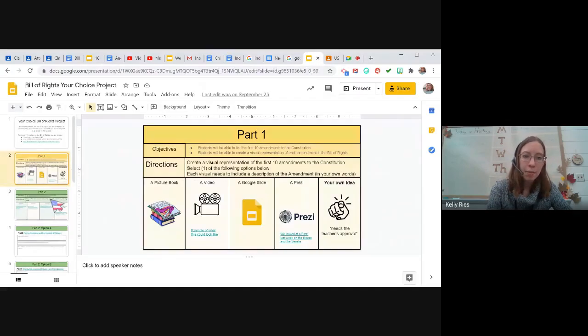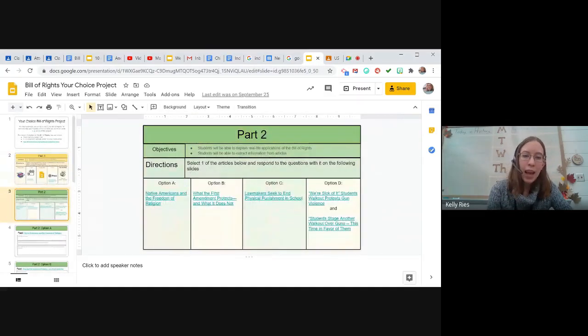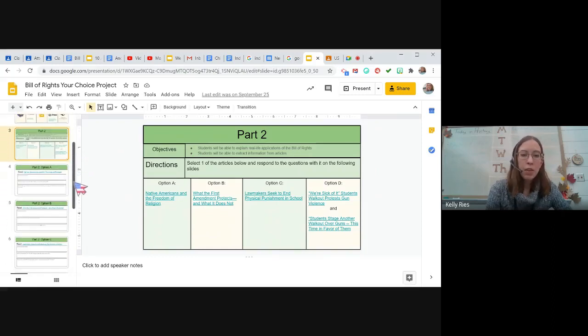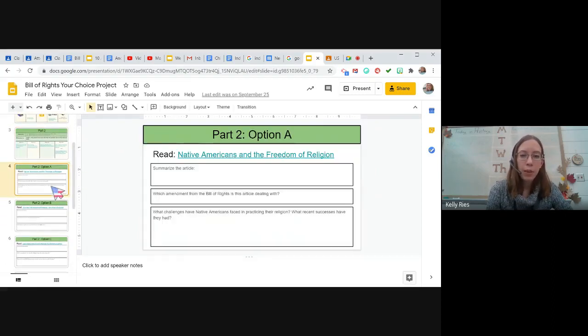Part two is a little simpler. What I have here is 4 different articles, all from the website Newsela. You are going to select one of these 4 options, and you are going to answer the questions that go along with that option. So for example, our first one right here is an article all about Native Americans and the freedom of religion. This deals with one of the amendments in the Bill of Rights.